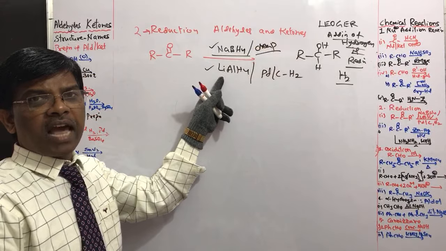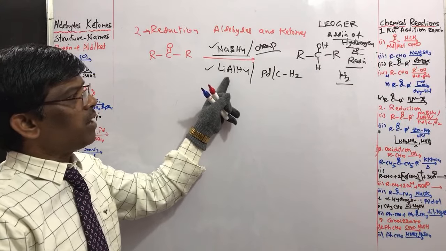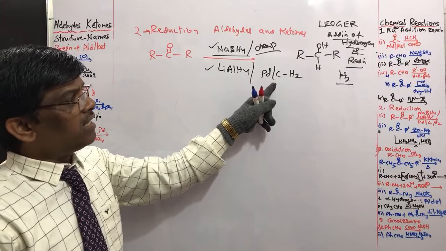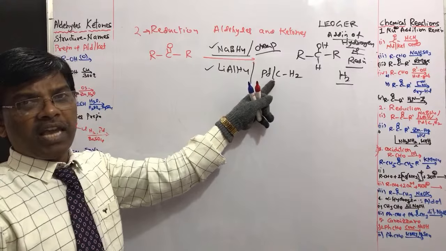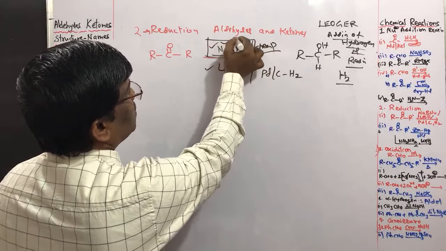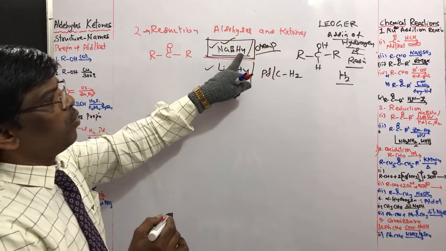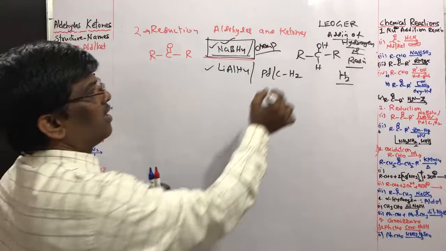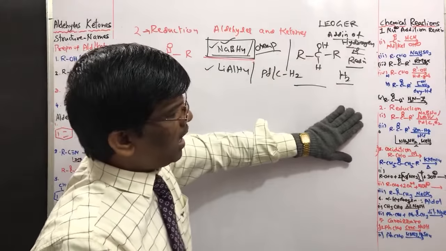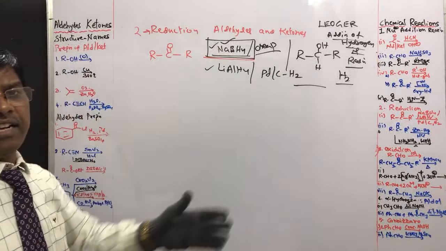At the same time, it is highly pyrophoric. Care must be taken while handling lithium aluminum hydride. And palladium carbon is a very costly reagent, and it has to be done under extreme care conditions. So the easiest method for the reduction of ketones and aldehydes is the use of sodium borohydride. Yes, students. Next, the two name reactions we come across are Clemmensen reduction and Wolff-Kishner reduction.